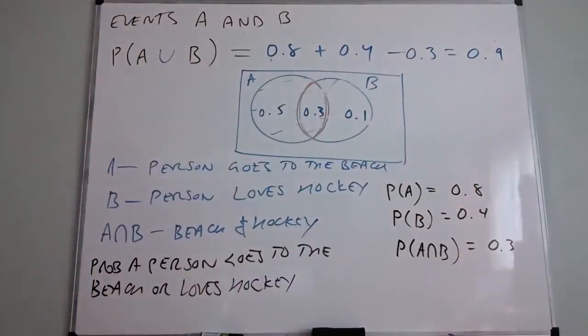picture now says. So if I said, given nothing but this information, the probability a San Diegan goes to the beach is 0.8. The probability a San Diegan loves hockey is 0.4. And the probability a person goes to the beach and loves hockey is 0.3. Now you can tell me what's the probability a person goes to the beach or loves hockey.